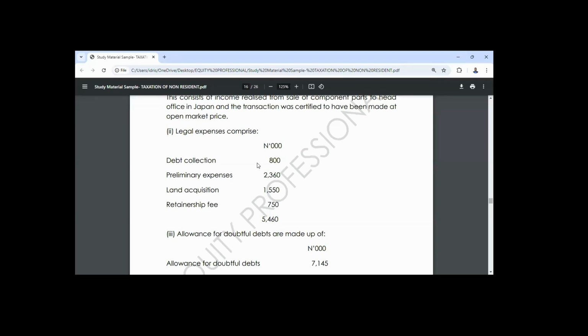Land acquisition is what? No, debt collection. Is it allowed? It's not allowed.